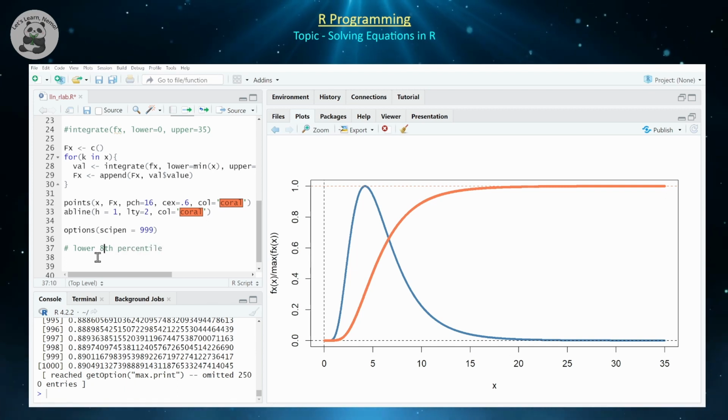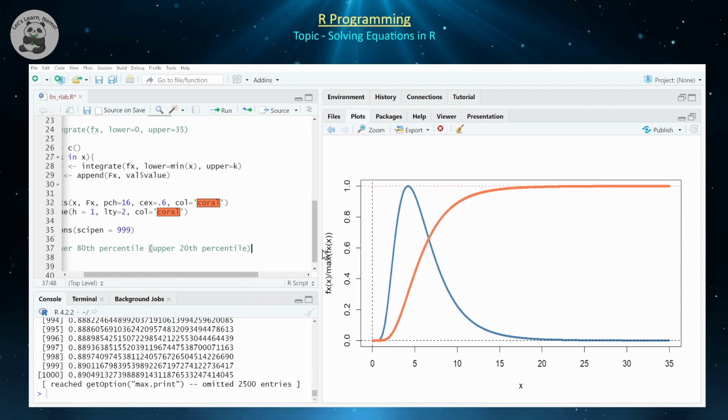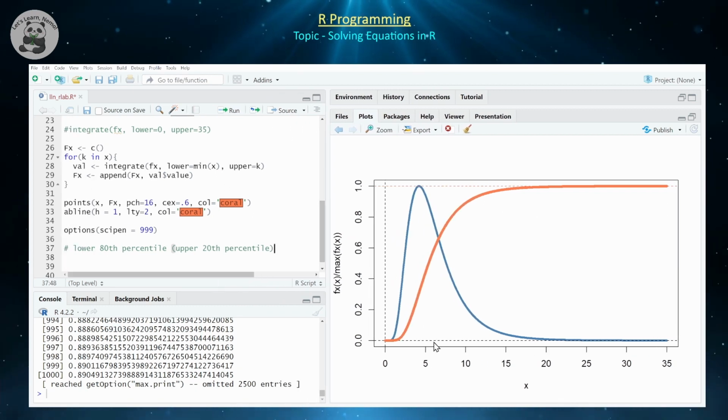As an example, let's look for the lower 80th percentile. The 80th, not the 8th, but the 80th percentile, which is the upper 20th percentile, right? So 80% of people are below this number, something between 0 and 35. Because keep in mind, about 100% is between 0 and 35. So 80% of people should be below some number here, and 20% of people should be above that same exact number. That's the number that we're looking for here, right?